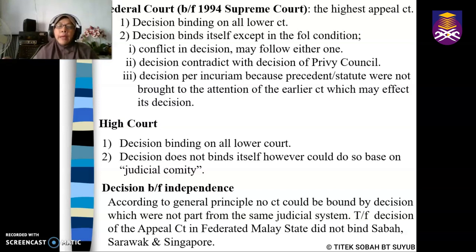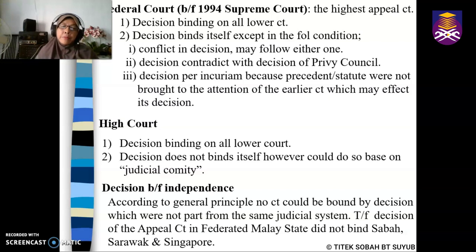Why? Because we have the High Court in Johor Bahru, one High Court in Ipoh. Every state has its own High Court. Let's say there is a decision in Johor Bahru and suddenly there is one issue in Perak. Must Perak follow the decision in Johor Bahru? No. Why? Because this decision itself can go on appeal, and once it goes on appeal, the decision may be different.